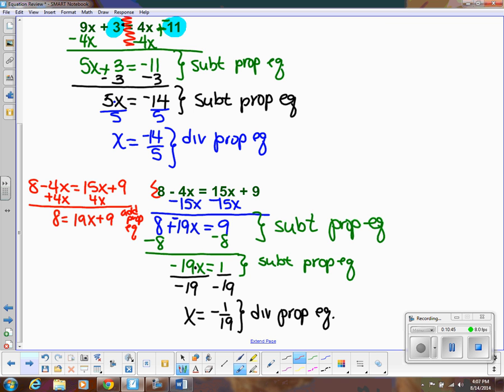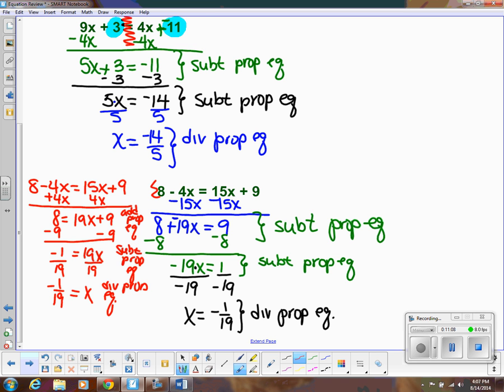Then I would have had to subtract 9 from both sides, and I would have had 19x equals negative 1. That's the subtraction property of equality. Then I would have done my division, x equals, notice we get the same answer. This is the division property of equality.